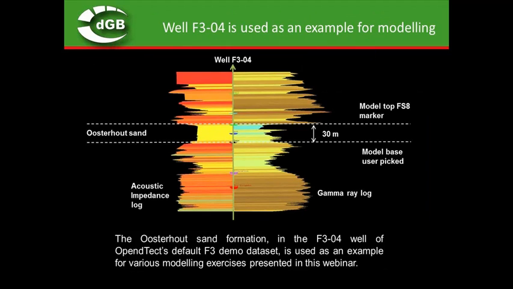And in this study, the Oosterhout sand formation found in the F34 well of OpendTect's default F3 demo dataset is used for various modeling exercises for all the three workflows. The Oosterhout sands lie between the FS8 marker and a user-picked marker and are approximately 30 meters thick.